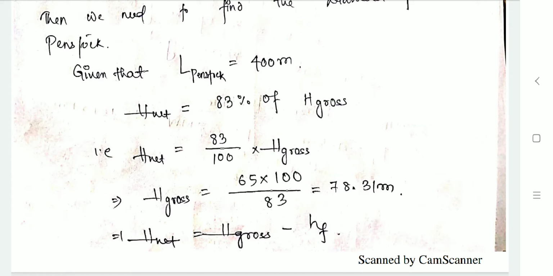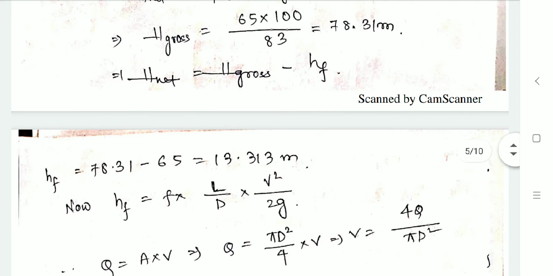So gross head is 78.31 meter. Now as we also know, the gross head is the summation of net head and head loss due to friction. So from this relation, h net equals h gross minus hf, we can calculate the head loss due to friction, which comes out to be 13.313 meter.